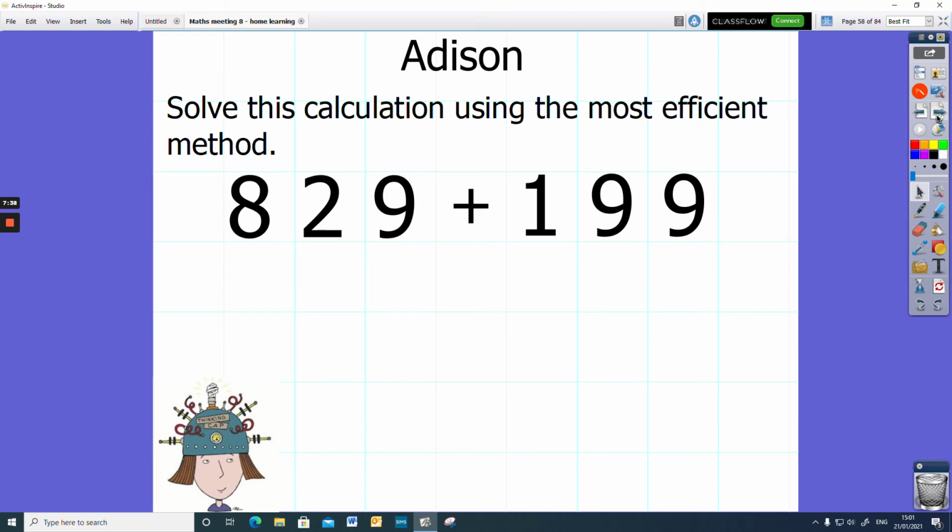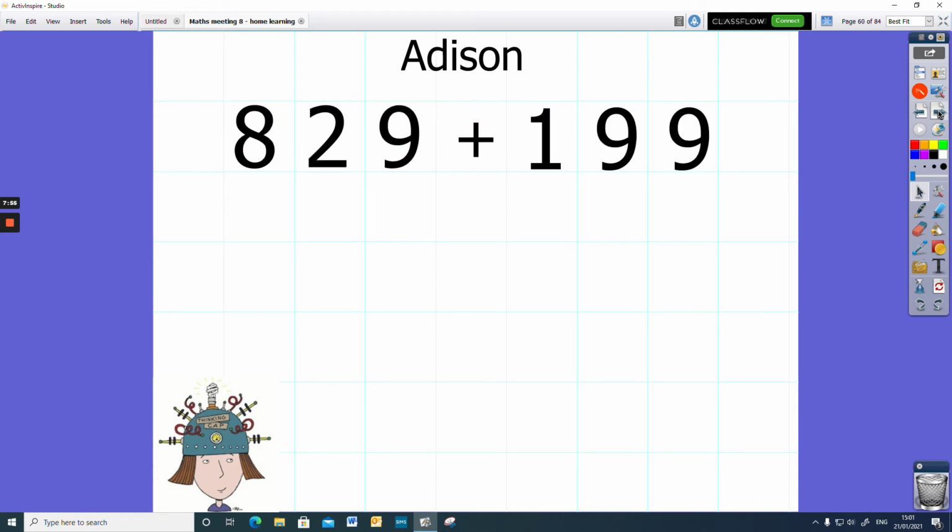Okay. Addison wants us to solve this calculation using the most efficient method. That's 829 plus 199. Okay. Pause the video, tackle this now. Okay, what method did you use? Hopefully you used this method.